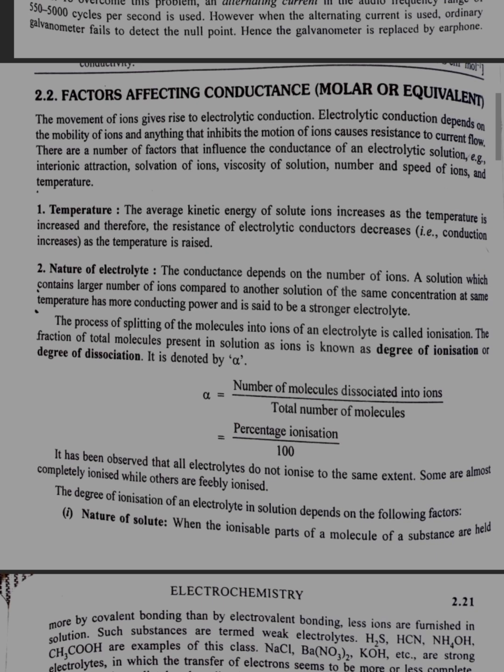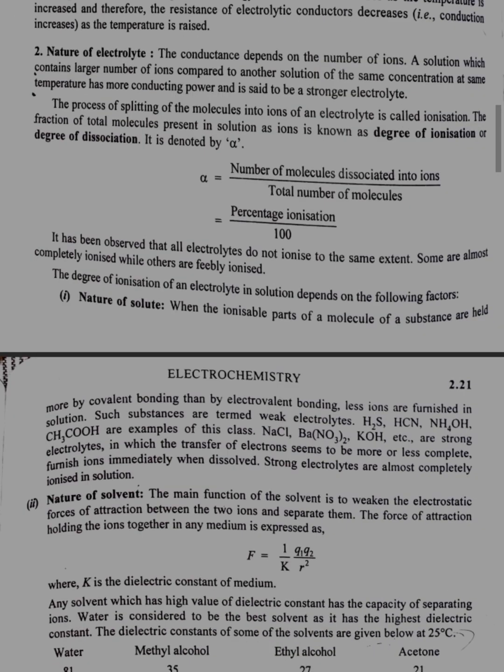Nature of electrolyte: the conductance depends on the number of ions. A solution which contains a larger number of ions compared to another solution of the same concentration at the same temperature has more conducting power and is said to be a stronger electrolyte. The process of splitting of a molecule into ions in an electrolyte is called ionization. The fraction of total molecules present in solution as ions is known as the degree of ionization or degree of dissociation. It is denoted by alpha. Alpha is equal to the number of molecules dissociating into ions divided by the total number of molecules. The degree of ionization of an electrolyte in solution depends upon the following factors: nature of solute.